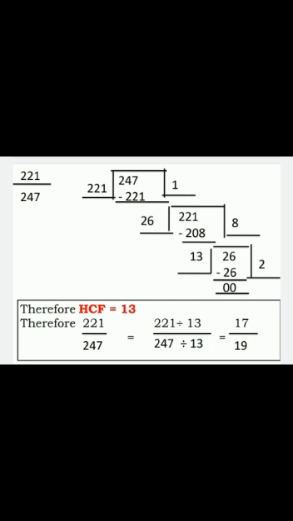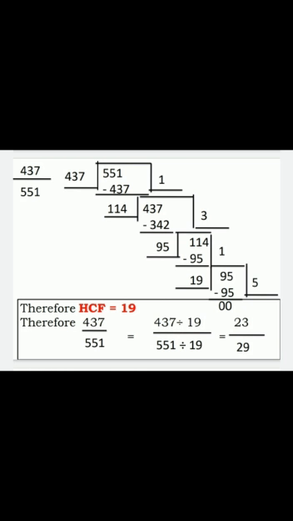Now 221 upon 247 is equal to 221 divided by 13 upon 247 divided by 13, which is equal to 17 upon 19. 437 upon 551 is to be reduced to its simplest form. Now again divide the bigger number, that is 551, by 437.